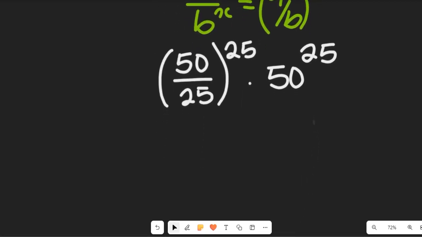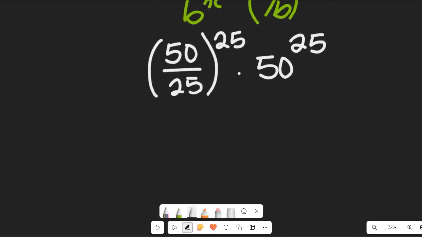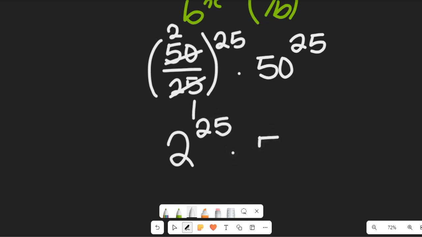So in the next step, I'm going to simplify these values in the bracket. Now, how do we do that? 25 will clear here to give us 1. 50 divided by 25 will give us 2. So that expression will become 2 to the power of 25 multiplied by 50 to the power of 25.